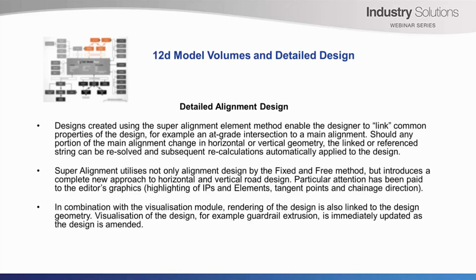The Detailed Alignment Design module means designs created using the superalignment element method enable the designer to link common properties of the design. For example, an at-grade intersection to a main alignment. Should any portion of the main alignment change in horizontal or vertical geometry, the linked or reference string can be resolved and the subsequent recalculations automatically applied to the design.